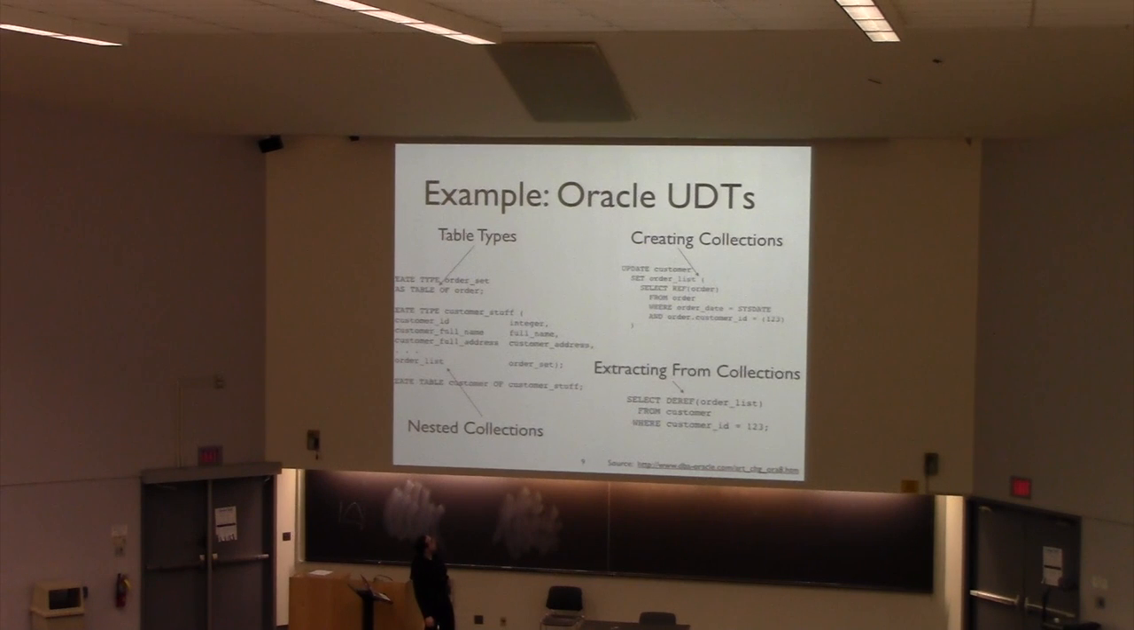To fill in the values, I basically have to pick out a select statement, and then when I want to pull contents out, I have to essentially unwrap that collection. So here I'm basically flattening it out. This is one of several different ways of getting nested collection types in Oracle. It's a very complex system.